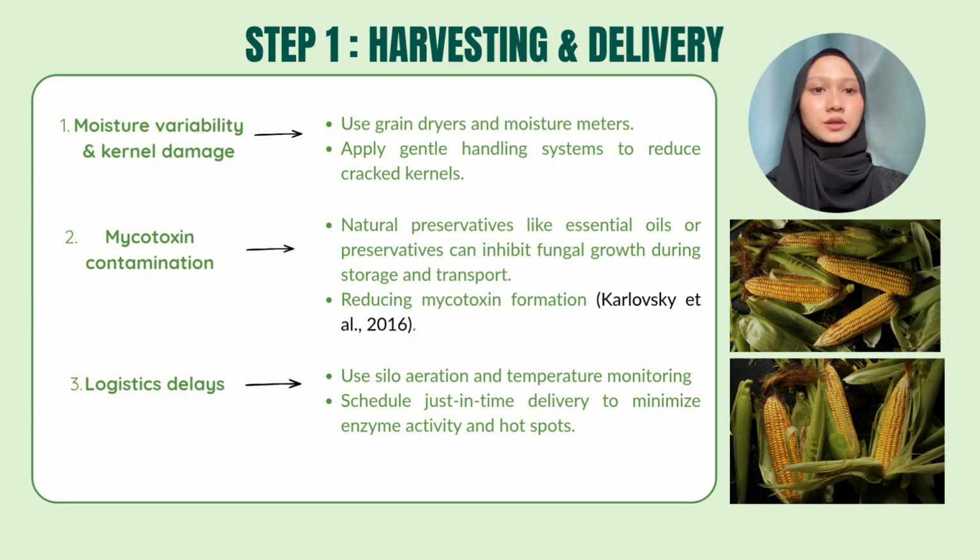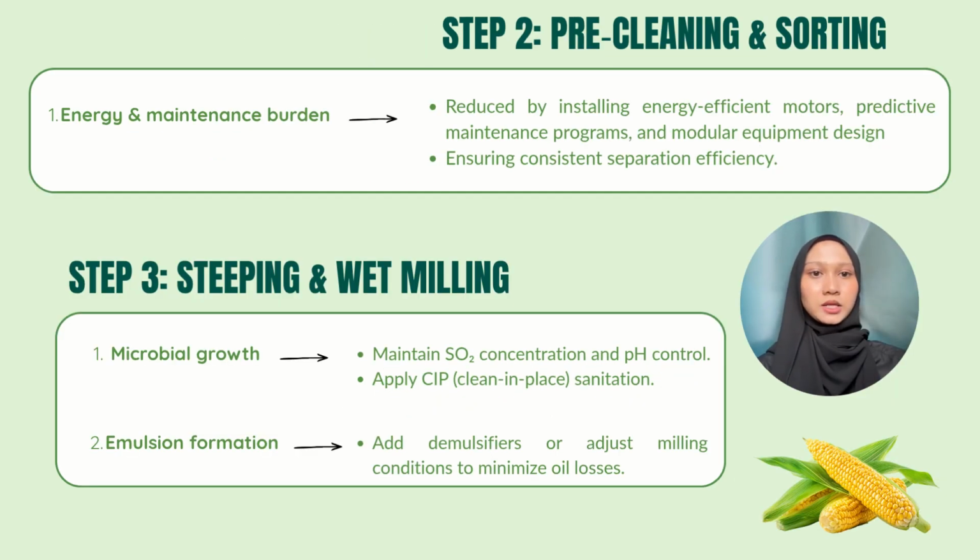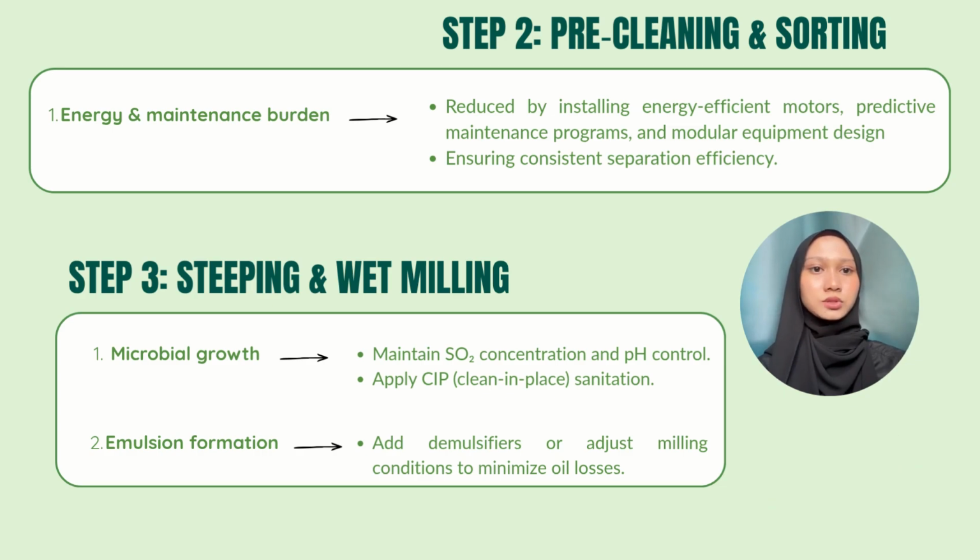For step 1, harvesting and delivery. To solve this problem, moisture meters and cooling dryers are used to stabilize water content while gently handling reduces cracked kernels. Next, for mycotoxin contamination, natural preservatives like essential oil can inhibit fungal growth during storage and transport, and it reduces mycotoxin. Next, step 2. In this step, energy and maintenance burdens are the main issue. To reduce it, installing energy-efficient motors, a predictive maintenance program, and modular equipment design.